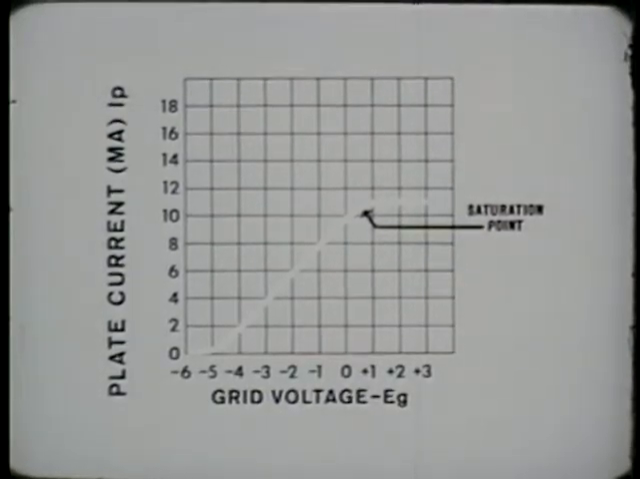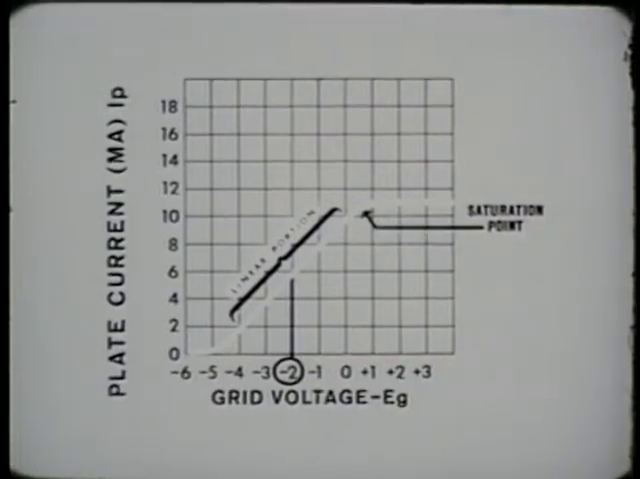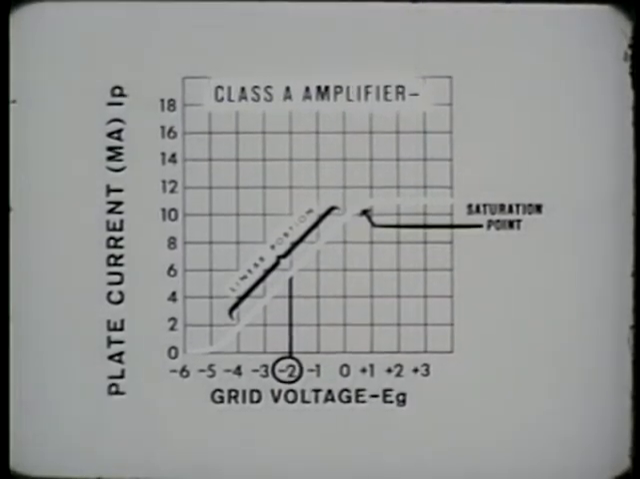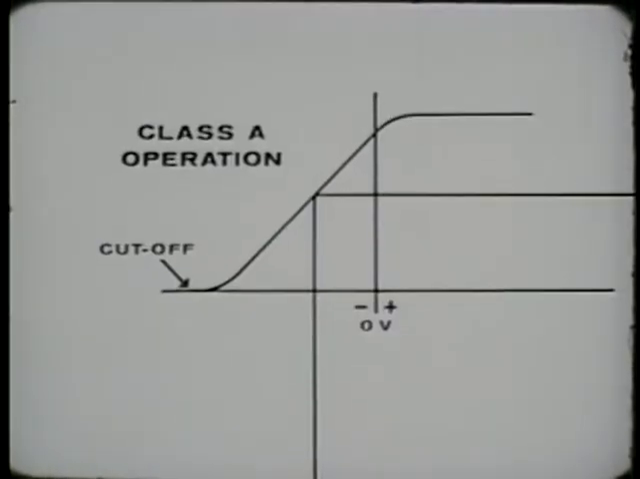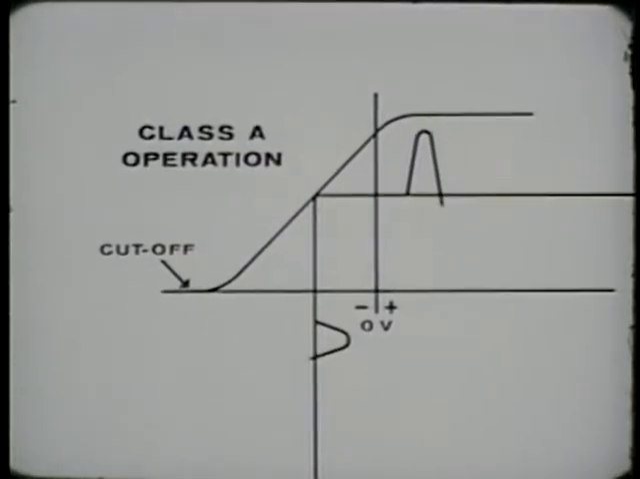That portion of the curve which is straight is called the linear portion. If we apply the amount of bias which allows current to flow only within the linear portion, we are operating the tube as a linear amplifier, or as it is called, a Class A amplifier. In this type, the grid is most sensitive to a minute change in grid voltage. When operating a tube as a Class A amplifier, make sure that the signal voltage, shown here as the lower waveform, does not drive the tube beyond the limits of the linear portion of the curve. This will avoid distortion.